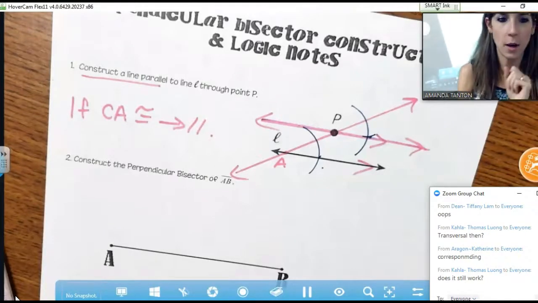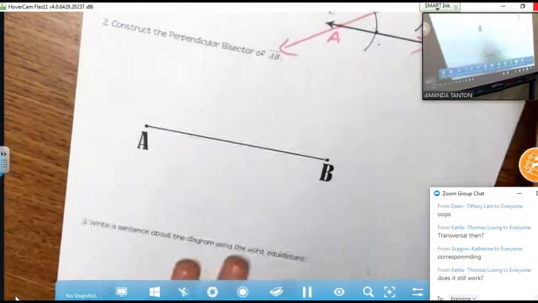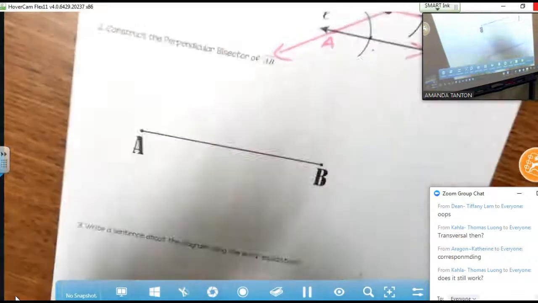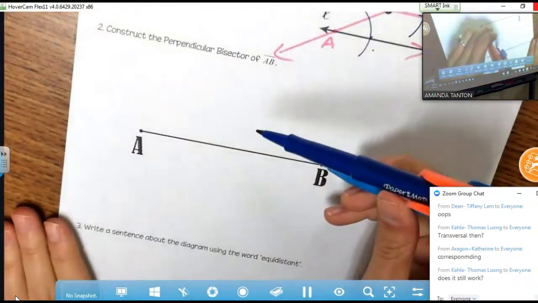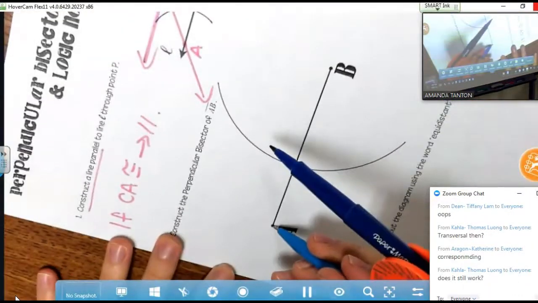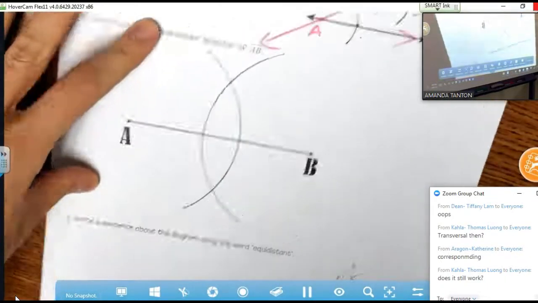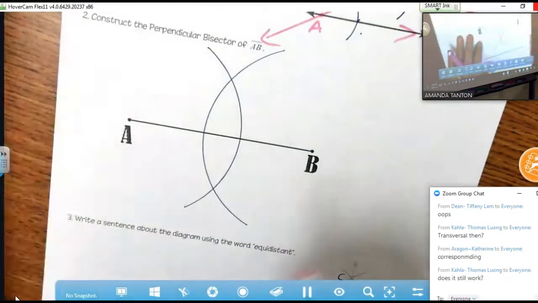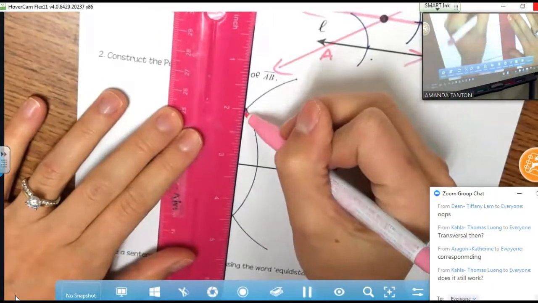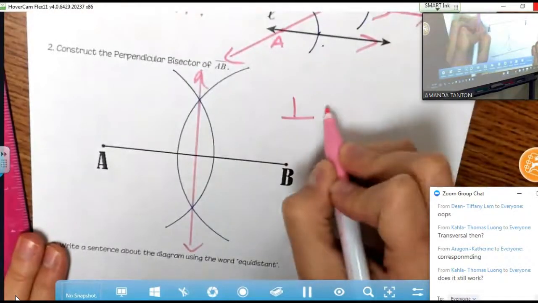Okay. Now let's review the easiest construction we've ever learned. Let's review perpendicular bisector. So here we've got segment AB. We're going to construct the perpendicular bisector. So I'm going to open my compass more than halfway, make an arc, open my compass the same amount. I'm not changing my compass setting. Make an arc going the other way. And then they intersect twice, so I just need to connect the intersections. My pink line is my perpendicular bisector.